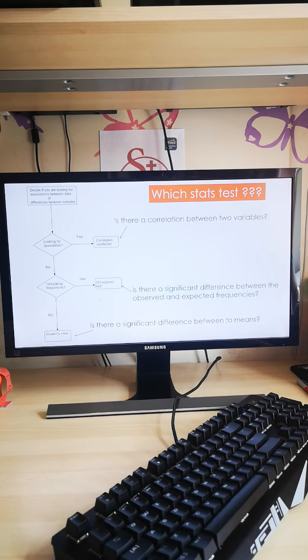And finally, the one we're going to be looking at today is when you're actually looking to see if there's a significant difference between means. Okay, so between the mean height of one population and the mean height of another, what would we be using? We're going to use a student t-test.